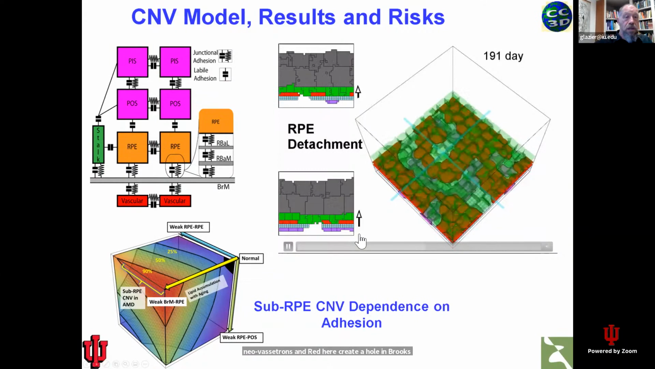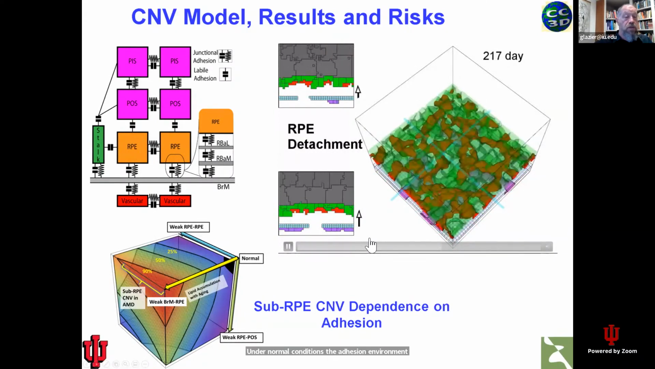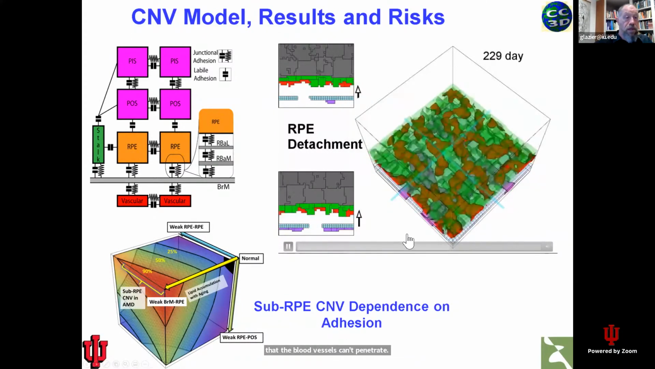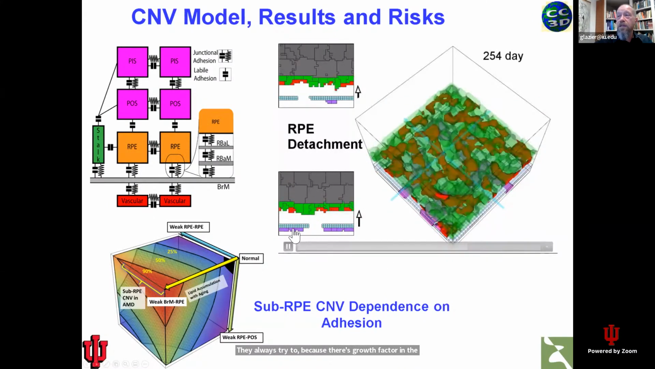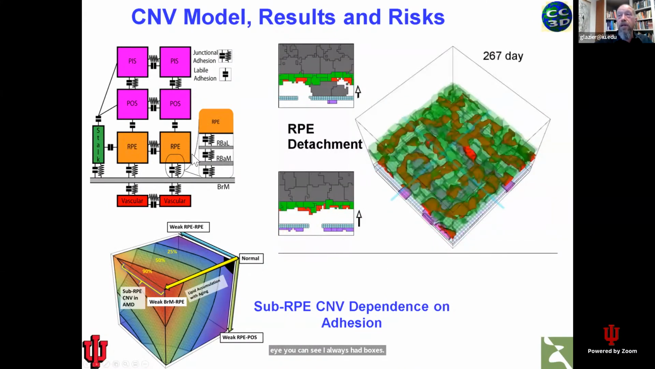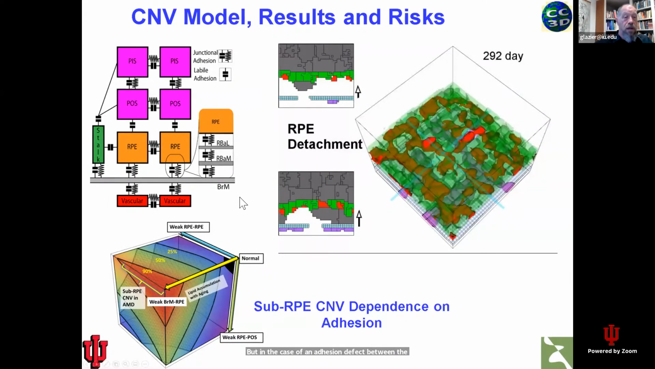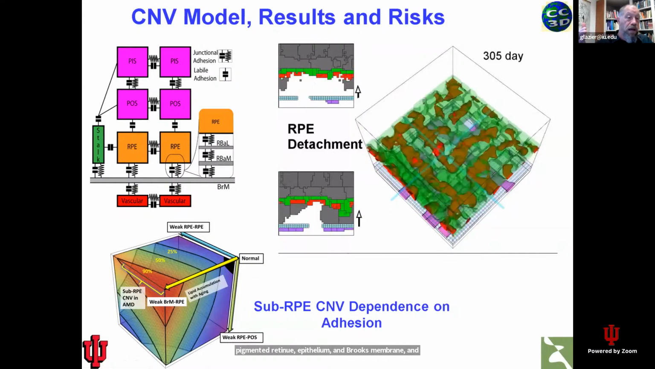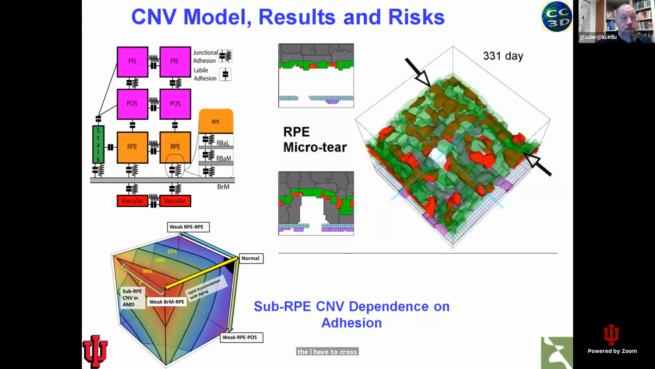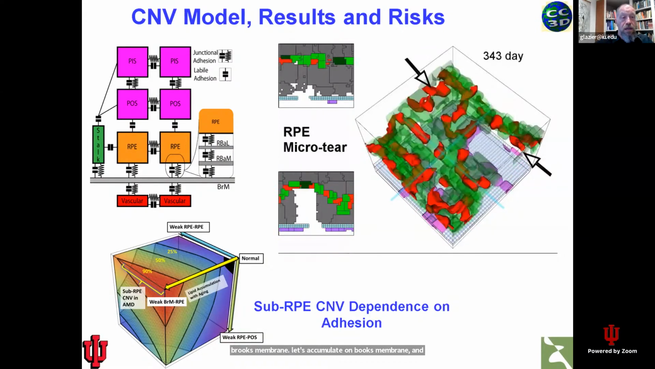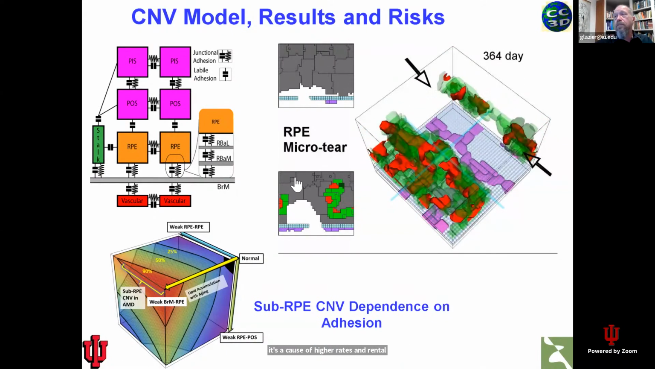Under normal conditions, the adhesion environment is such that the blood vessels can't penetrate. They always try to because there's growth factor in the eye, because the eye is always hypoxic. But in the case of an adhesion defect between the pigmented retinal epithelium and Bruch's membrane, and that happens naturally as we age, the waste products from the eye have to cross Bruch's membrane. Lipids accumulate on Bruch's membrane and reduce its adhesivity. That's inevitable as we age, and it's a cause of higher rates of retinal detachment in aging.